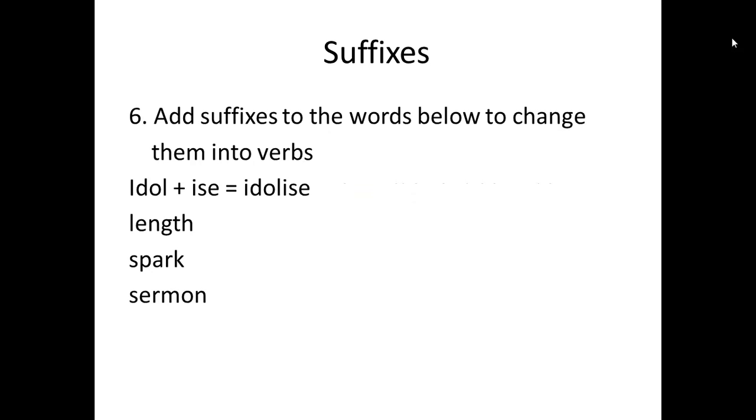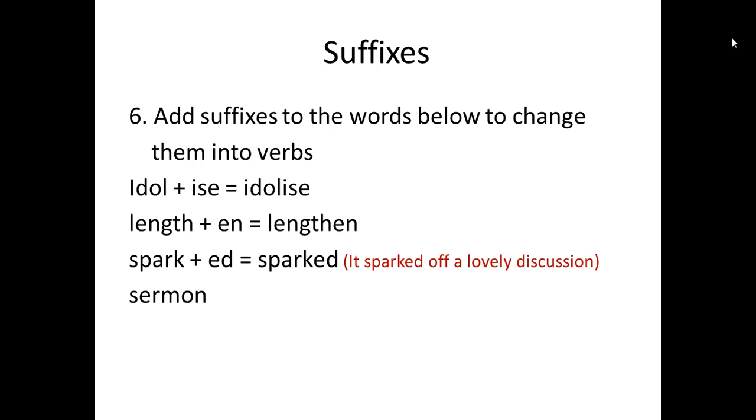Let's look at the next one, length. There's many things you could add to length. I've chosen to add en as my suffix, and I've come to the word lengthen. I lengthen the piece of string, so yes, it's now a verb. A spark could be something that's flying out of a sparkler or an electrical fault. I've chosen to add ed to make the word sparked, and I'm using the word sparked as a verb. I was thinking about this kind of sentence: it sparked off a lovely discussion.